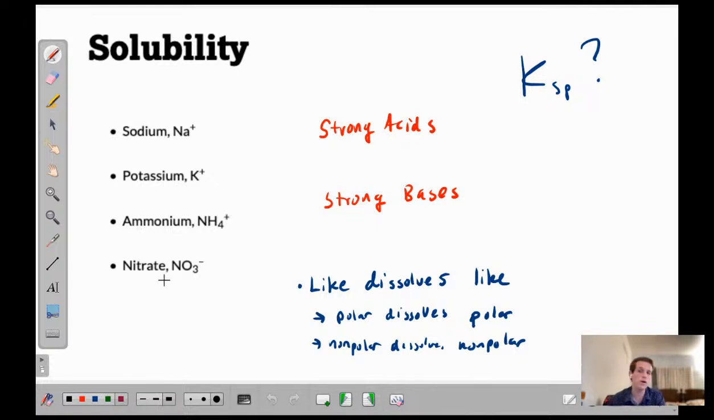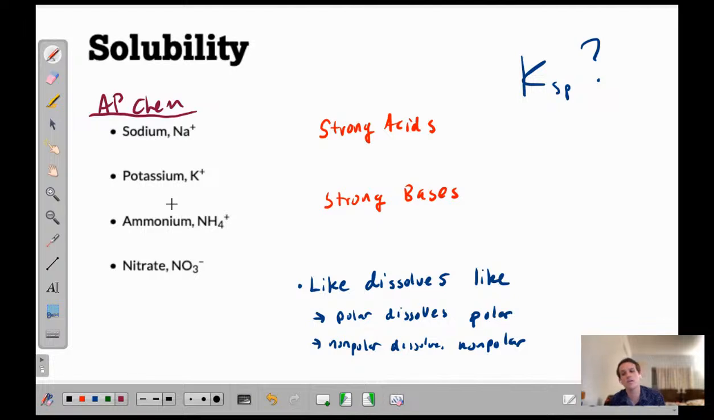So you don't have to memorize all these solubility rules of what dissolves and what doesn't anymore in AP chemistry. They decided that these are the ones that AP Chem wants you to know. Sodium, potassium, ammonium, and nitrate always dissociate, which means the ions separate when they're in water.